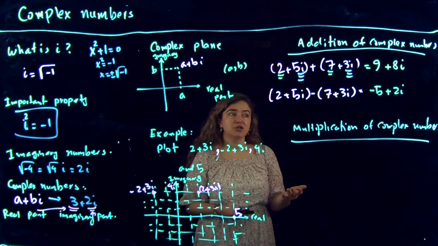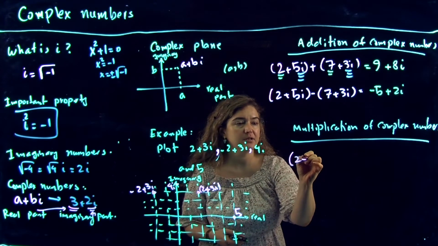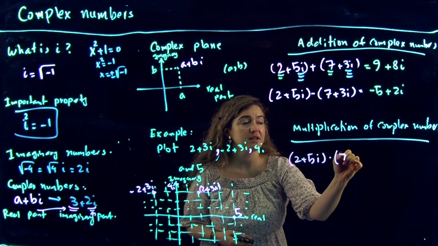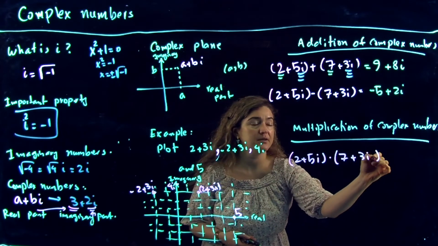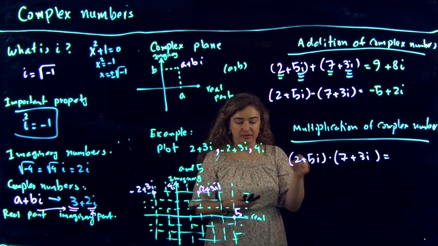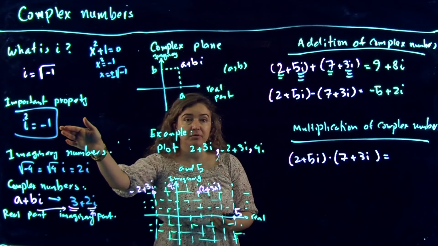How about multiplication of complex numbers? Let's write this down again: 2 plus 5i times 7 plus 3i. With multiplication, you FOIL. After you FOIL, remember the important property.